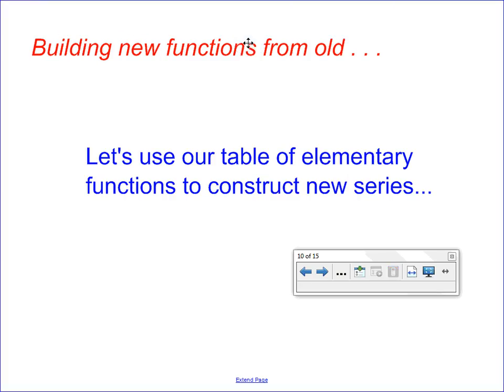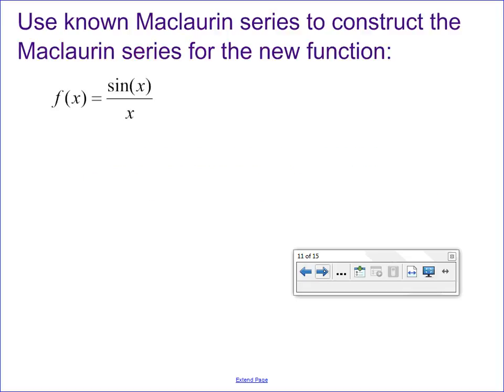So, building new functions from old. Let's use our table of our elementary functions. Several of you completed the table, several of you didn't. That's okay. We'll be able to check in our text. We're going to go ahead and construct some new series and then make a connection back to our original Bellwork problem. So let's use known Maclaurin series.